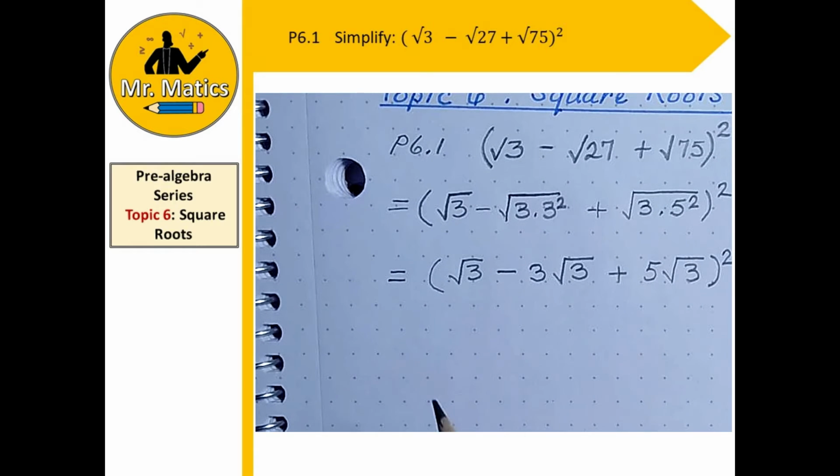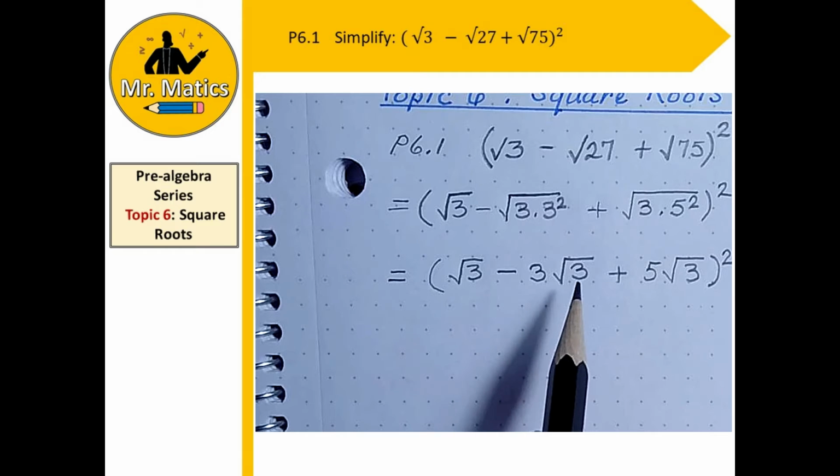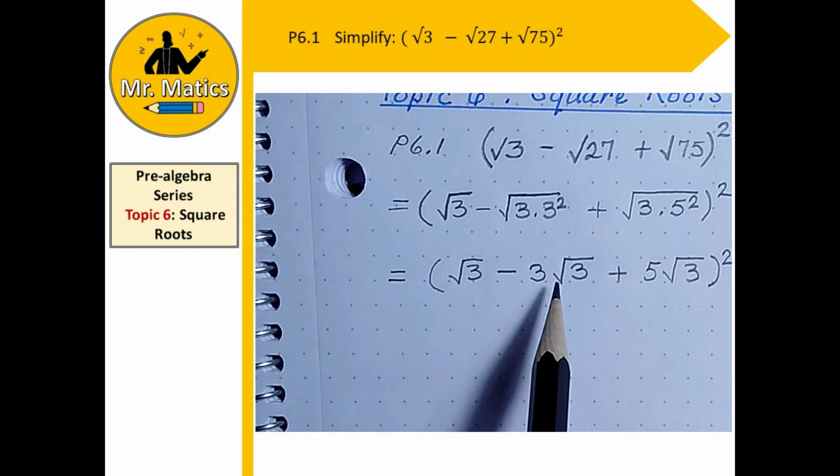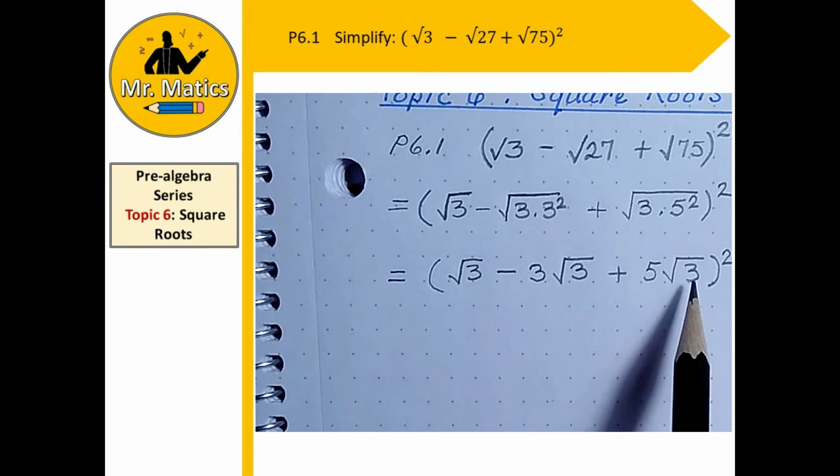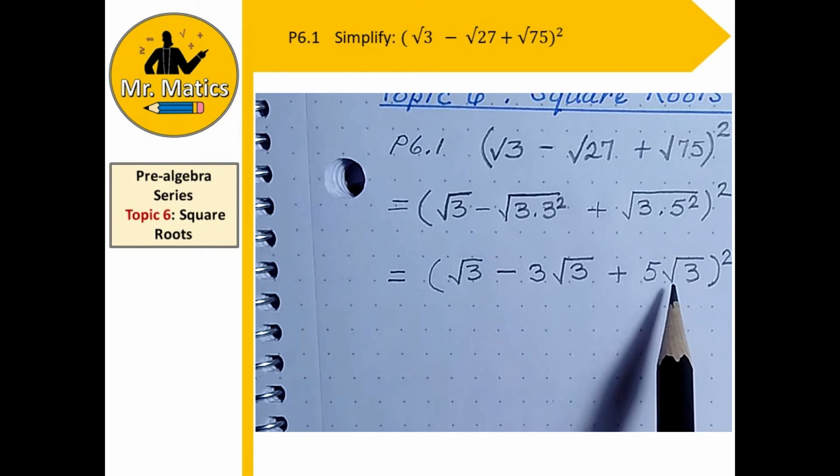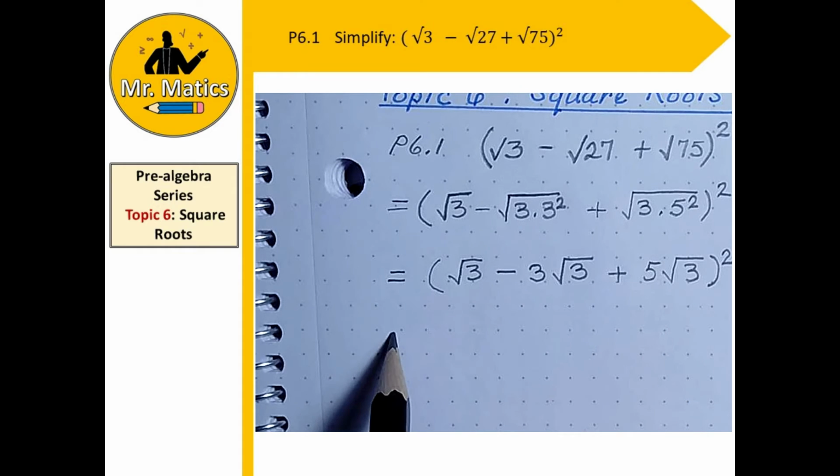So now you can see that square root of 3 minus 3 square root of 3 is just minus 2 square root of 3, and then plus 5 square root of 3 is total 3 square root of 3.